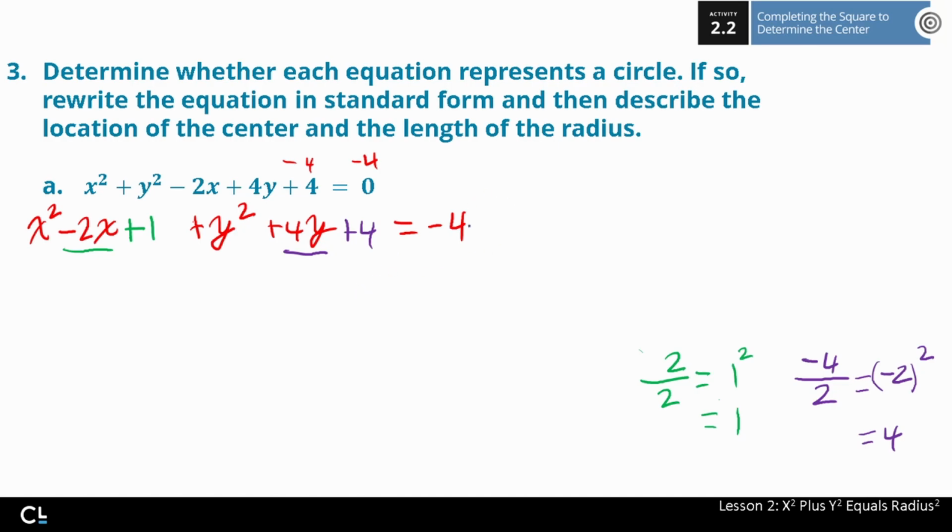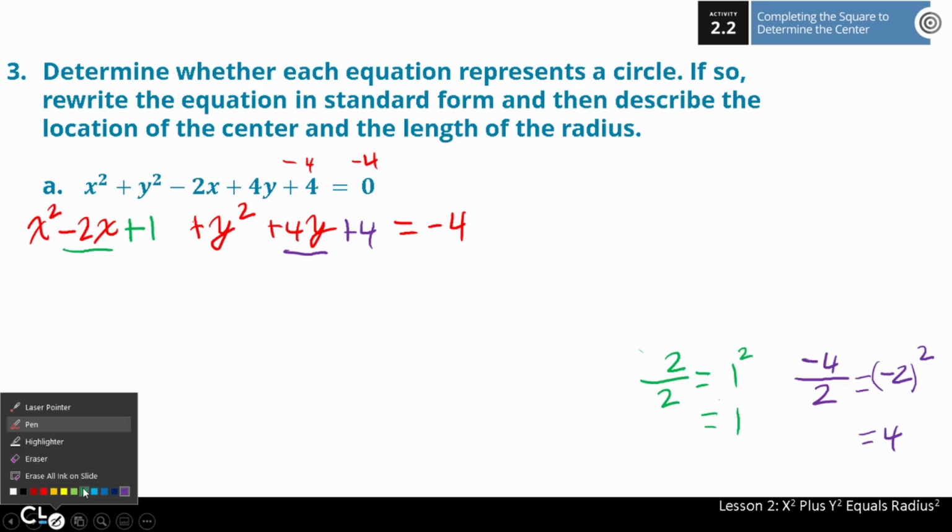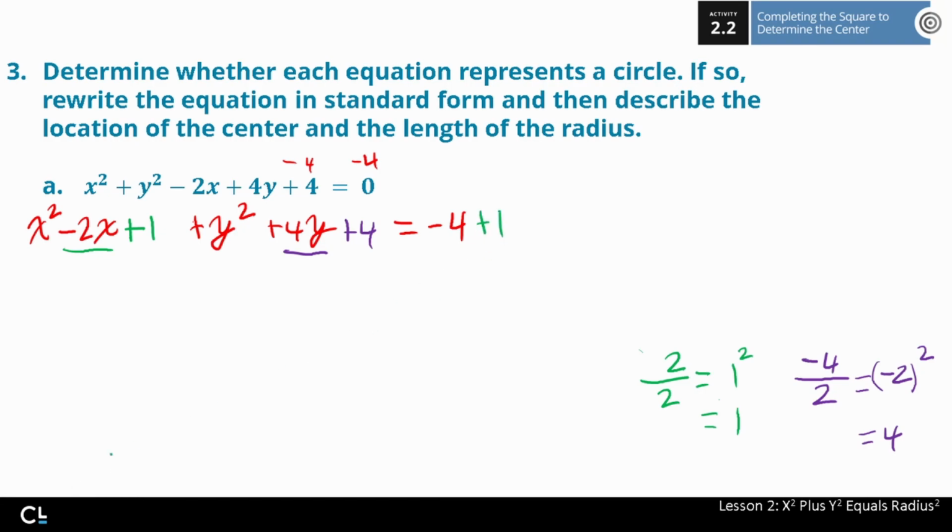But once again, we cannot forget to add these numbers on the other side. We say +1 and +4. So on this side, the -4 and the +4 cancel, and we're left with 1. But on our other side, we have to factor. So let's factor. Let me switch my colors.